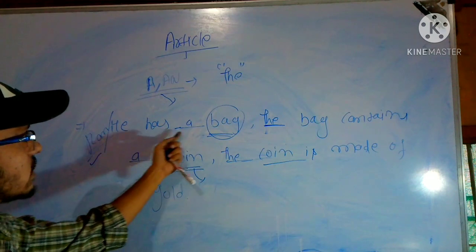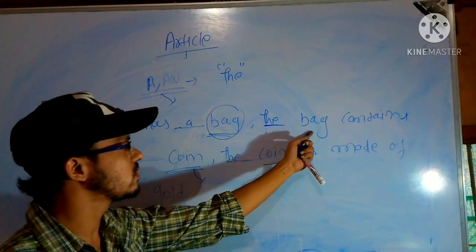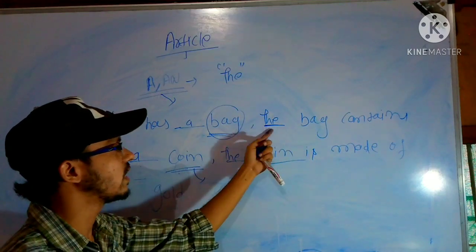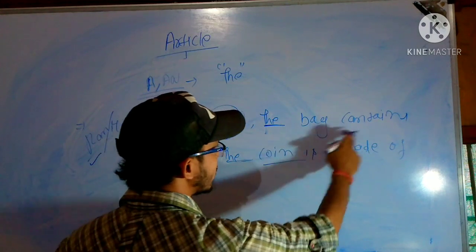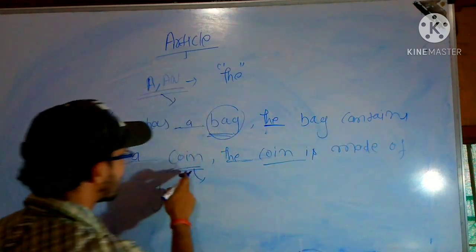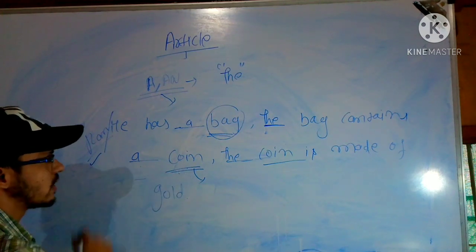Come here, Ram has a bag. It is an indefinite article before a noun. Now the second time, if you're using that bag again, before that bag we have to use the article the. Okay, now go ahead in the sentence. The bag contains what? A coin. Coin is being introduced for the first time in the sentence, so before that coin we have to use the article a.